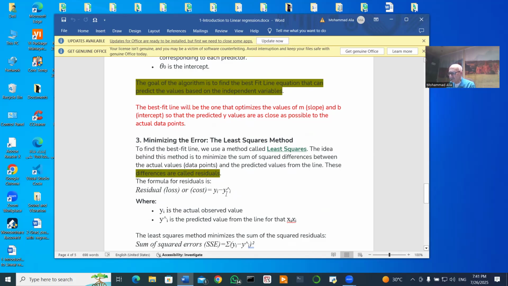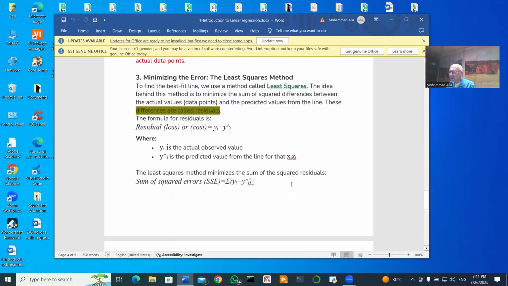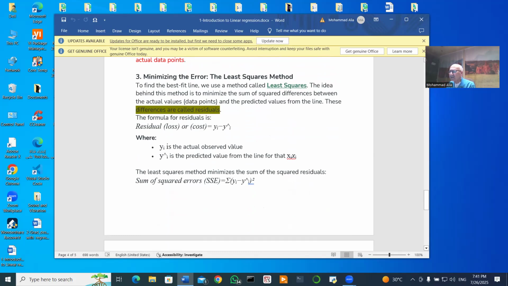There is an error here. This error must be squared so that we can make use of positive and negative errors. So yi minus yi hat must be squared. And then we take the sum of all the errors for all the points. This is called the sum of squared errors.